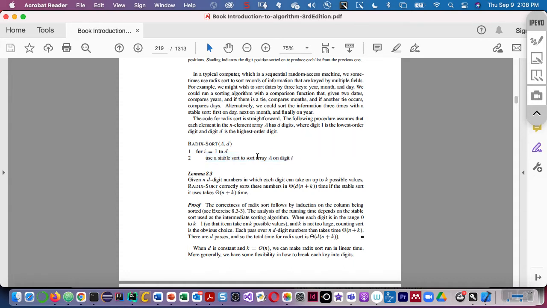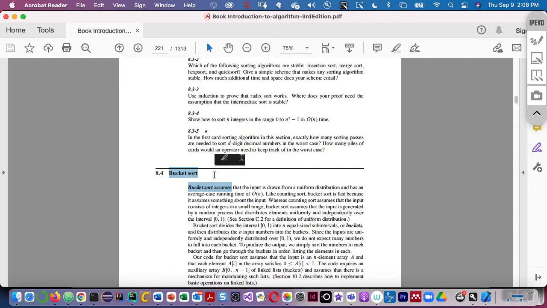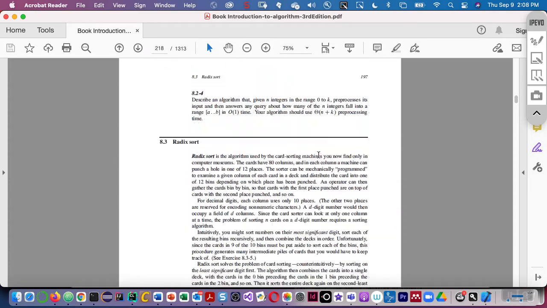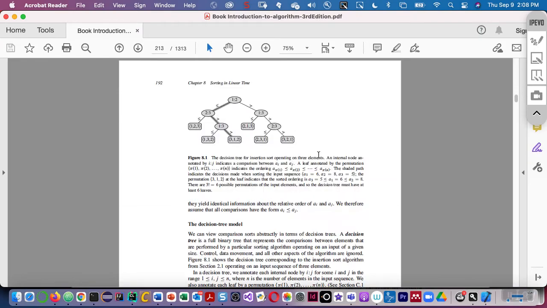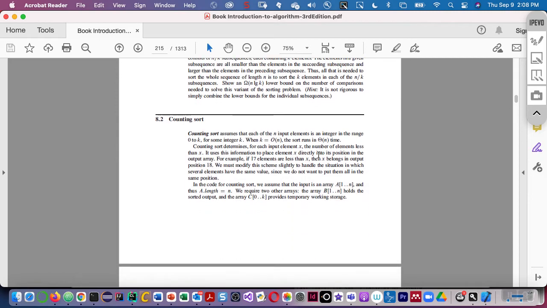It asks us to use a stable sort algorithm. That is, it refers to the counting sort algorithm. Okay, and then the bucket sort algorithm, it is kind of linear, like the counting sort algorithm. Okay, so we will recap this again today.